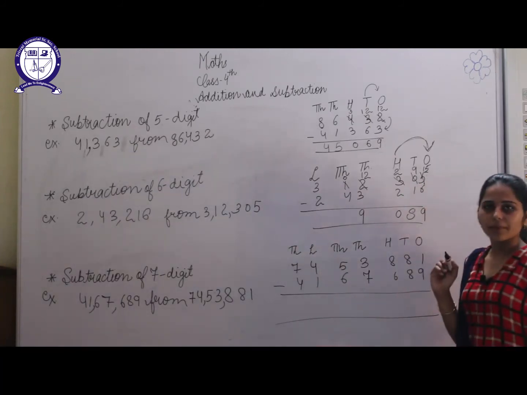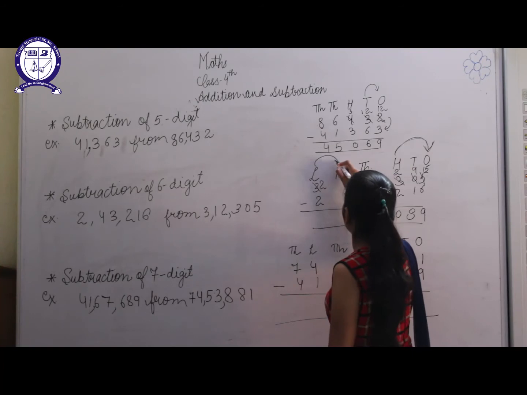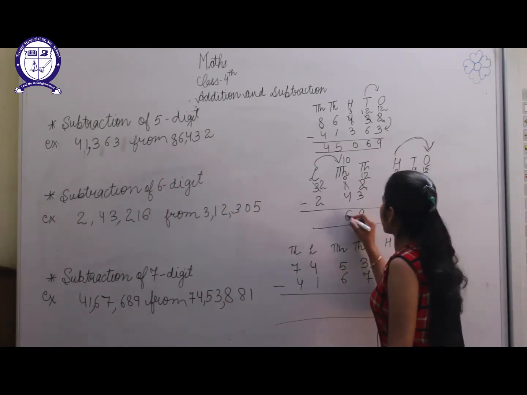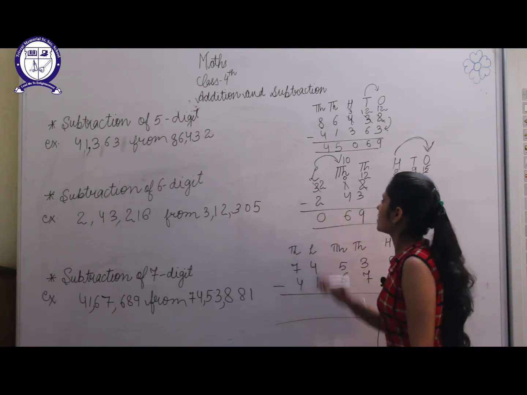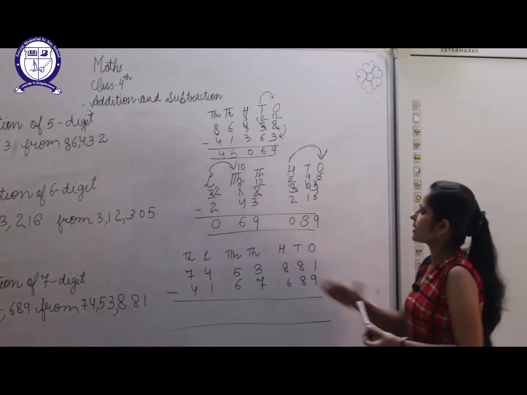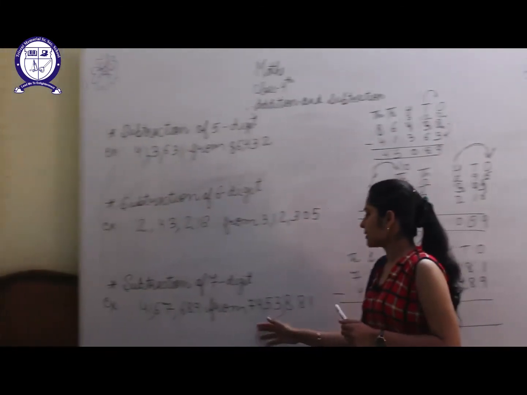As we cannot subtract 4 from 0, we will take another carry from the lakh place. It will give the carry and it will become 10. So 10 minus 4 will give us 6. 2 minus 2 will give 0. So our difference or the answer we get is 69,089. So now let's subtract a 7-digit number.